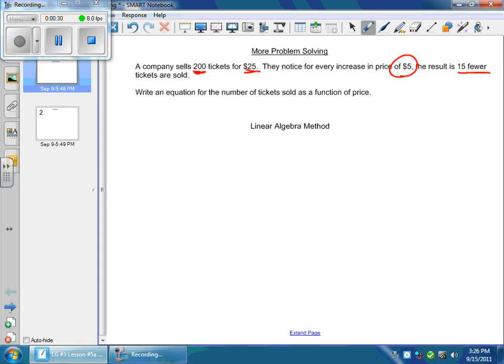That says write an equation for the number of tickets being sold as a function of price. So in other words, what you need here is you need this n to equal something. That's how it's going to work here for us. All right, what does this mean? Well, okay, let's do it in two different methods. We're going to do a linear algebra method and we're going to do a calculus method.